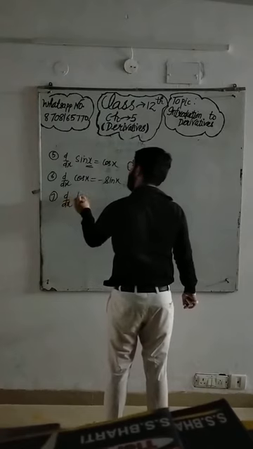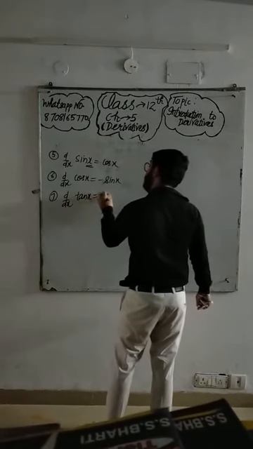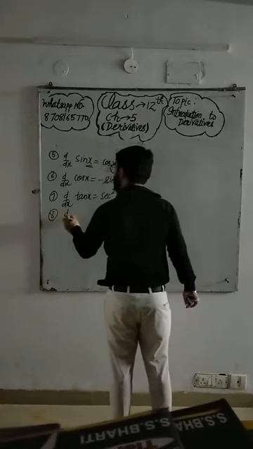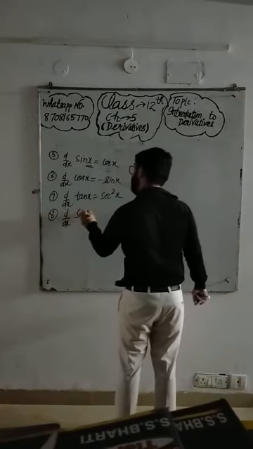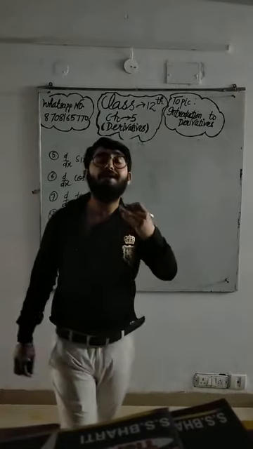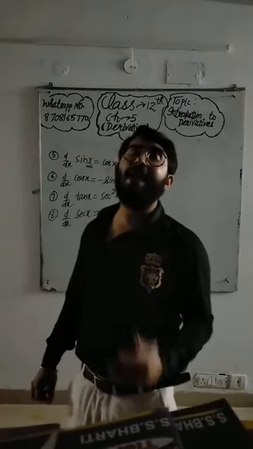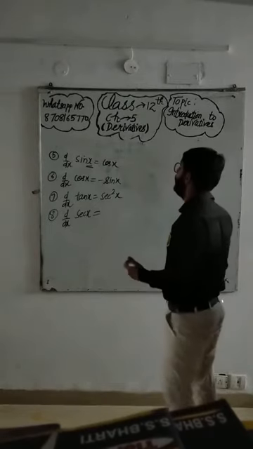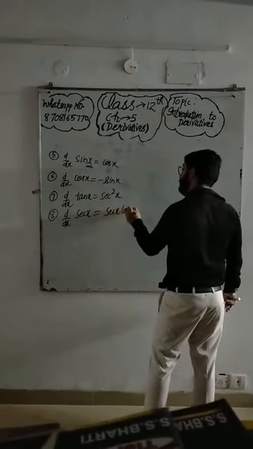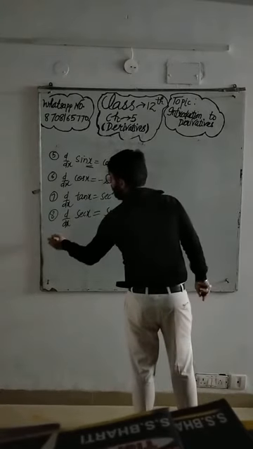Let us learn another one. tan x. The derivative of tan x is secant square x. Okay, d/dx of secant x. That is the change we observe in the trigonometric function secant x with respect to x, which is secant x tan x. Okay, let us learn another one.